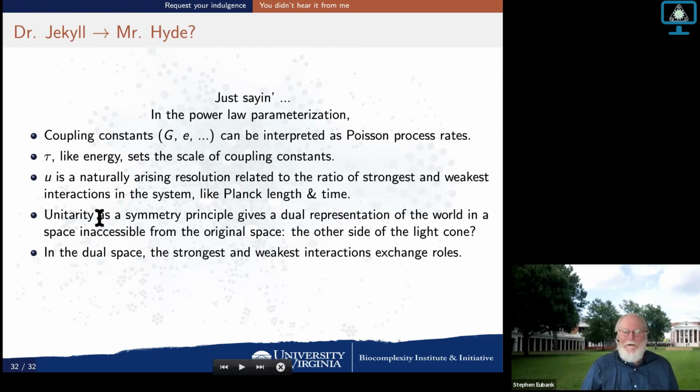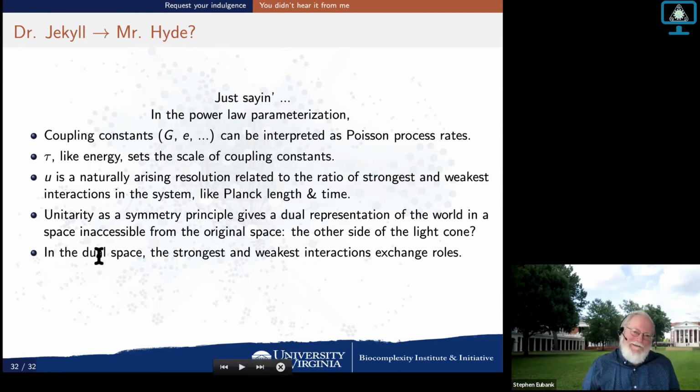And this unitarity principle, as viewing it as a symmetry principle and using it as a constraint on the solutions, gives you an entirely dual representation. Everything makes sense in either representation, but you can't get from one to the other for reasons I can't explain right now. So it's like what's on the other side of the light cone. It's out there. The world over there makes perfect sense. It's just not the one that we happen to be in.